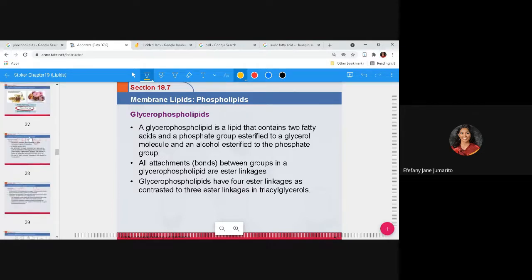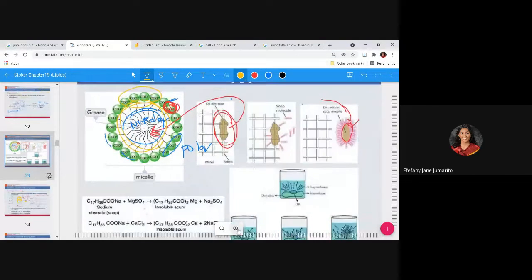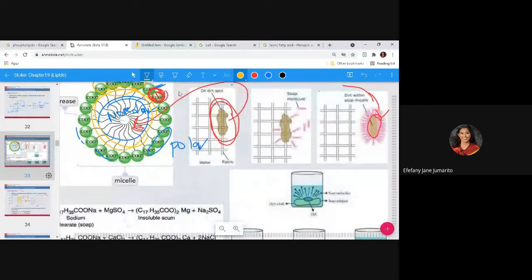Okay, so look at this one. This is your micelle. What makes up the polar region in your micelle? We have the carboxylate ion or the carboxylic acid. Your carboxylic acid makes our micelle polar. This is your polar head, and then we have the tails, which are non-polar.